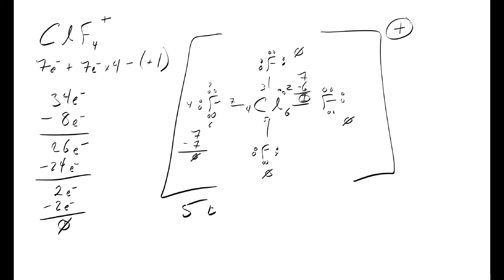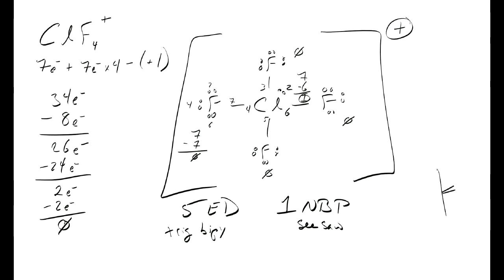So we have 5 electron domains. We have 1 non-bonding pair, which means we are looking at a trigonal bipyramidal electron domain geometry and a seesaw or bisphenoidal molecular geometry. Okay, so this is another polar molecule.